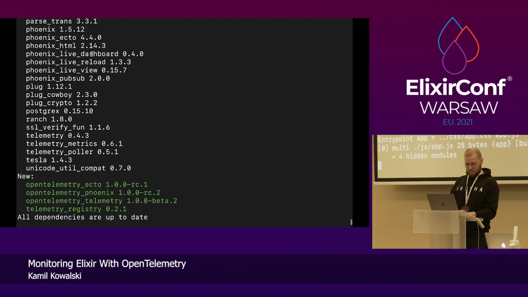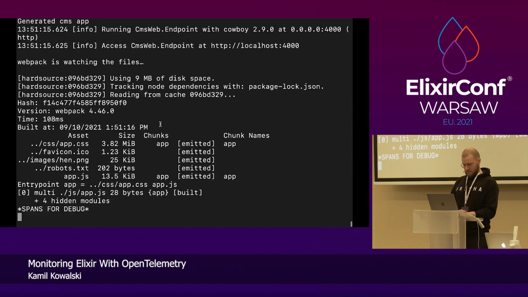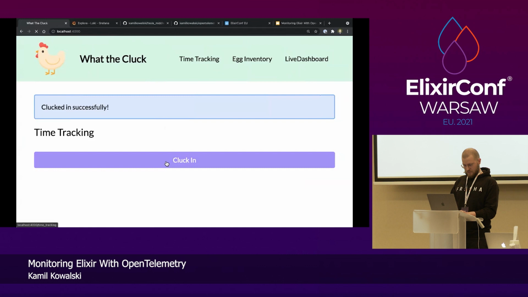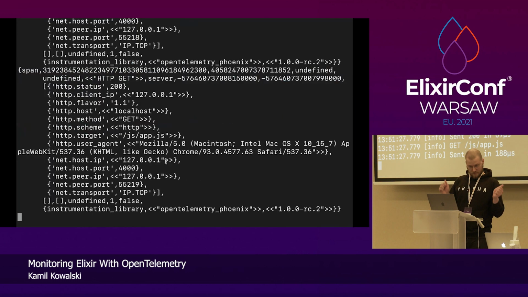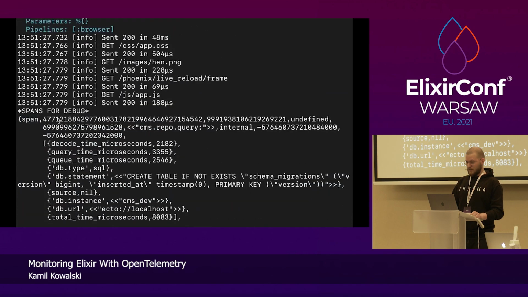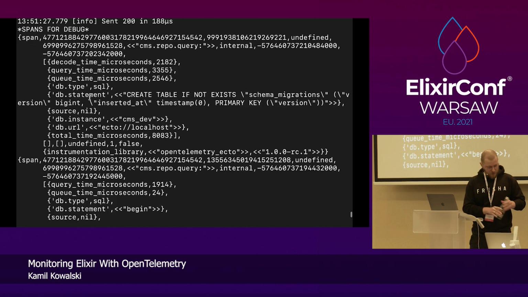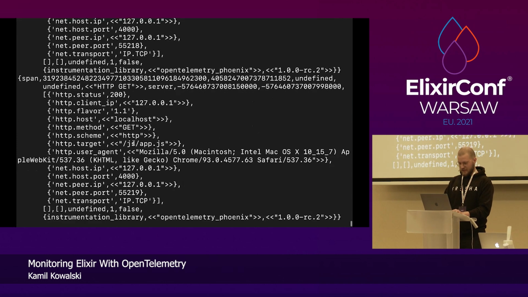It's going to compile a bunch of stuff. You see it's compiling OpenTelemetry, all kinds of apps. No spans for now, but if I clock in, yes, I'm going to get this, which is basically a dump of the data that OpenTelemetry collected. So here we see a span, for example. There's some numbers, there's even an undefined thing. I don't know. And you can even understand some of it, like DB type, SQL, probably some metadata, right? And there's actually a SQL statement here: create table. That's pretty neat.